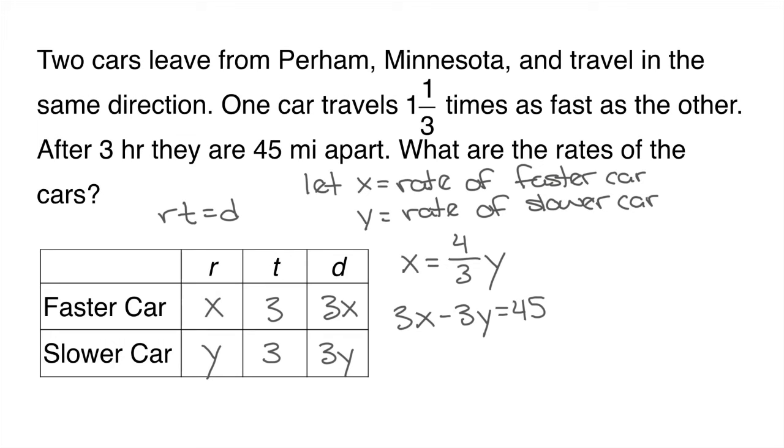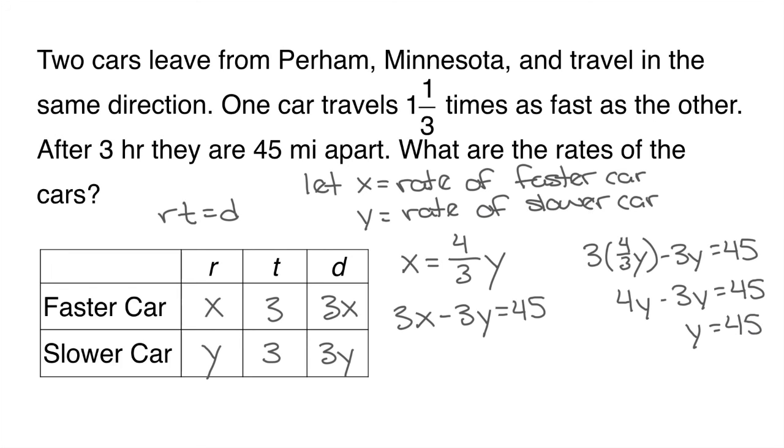Since we have one equation solved for x, we'll use substitution. We'll substitute 4/3 y in for x in the second equation. We have 3 times 4/3 y minus 3y equals 45. Simplifying the left side, we have 4y minus 3y equals 45. Combining like terms on the left side, we have y equals 45.